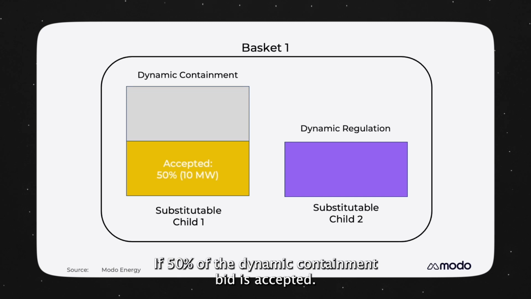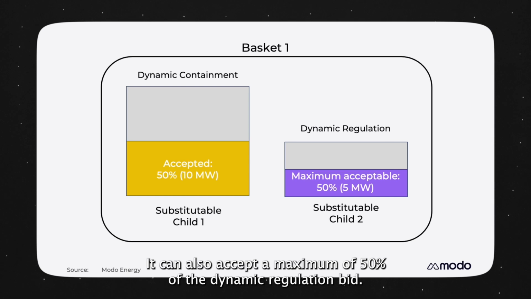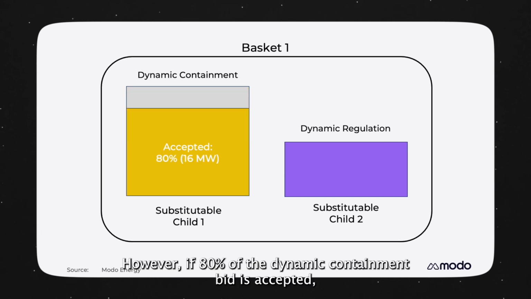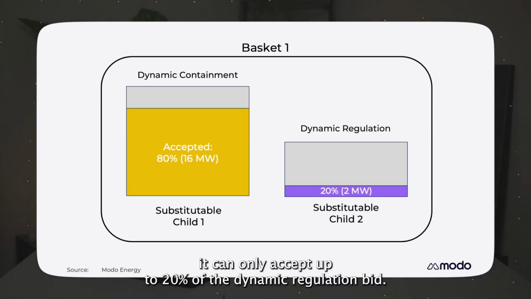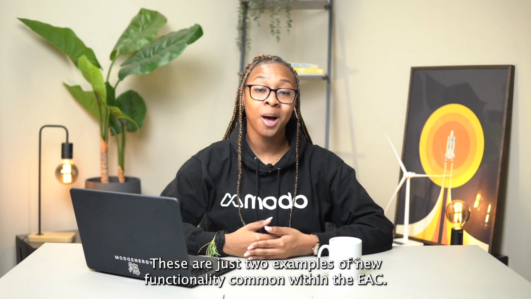If 50% of the dynamic containment bid is accepted, it can also accept a maximum of 50% of the dynamic regulation bid. However, if 80% of the dynamic containment bid is accepted, it can only accept up to 20% of the dynamic regulation bid. These are just 2 examples of new functionality coming within the EAC.